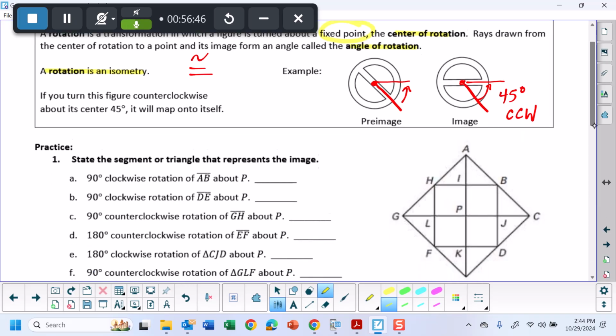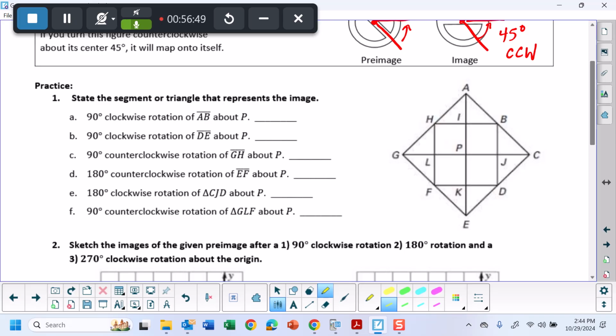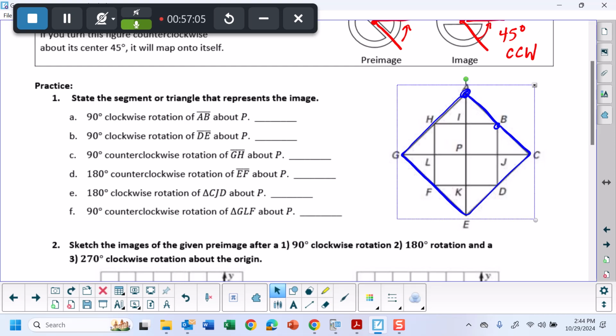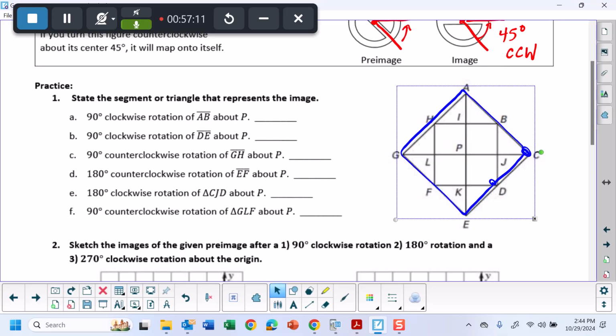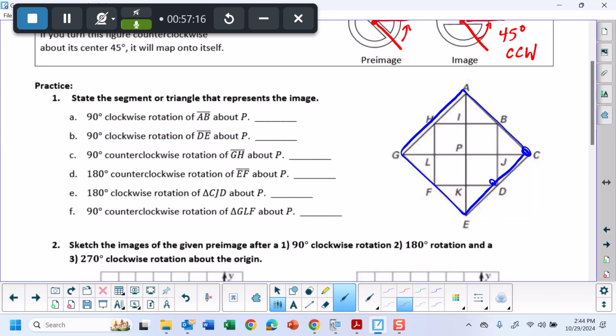All right, so here's some practice about this rotation, and I'll draw some pictures for you to help you with the first couple ones. If I'm rotating A and B of this shape, what I want you to do is think about a 90-degree clockwise rotation around that center P. So do you see how that ends up on segment CD? A maps onto C, B maps onto D. Are you okay with that?